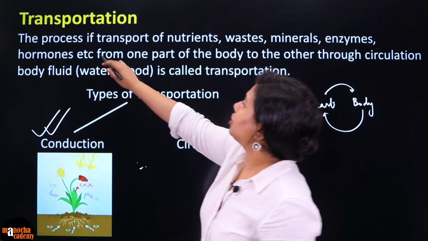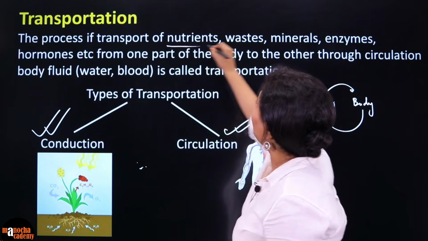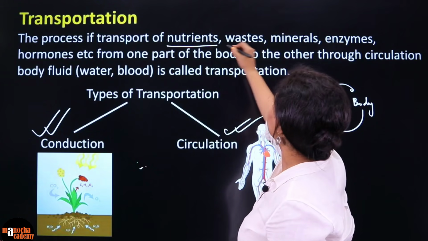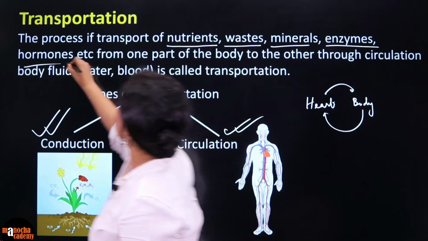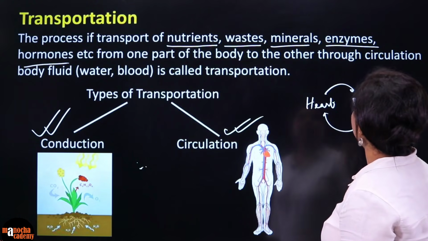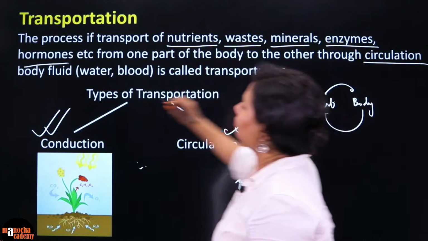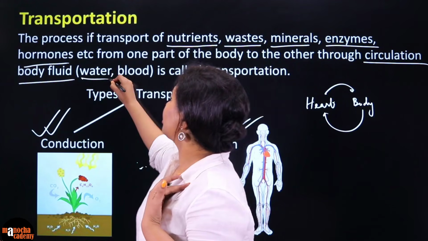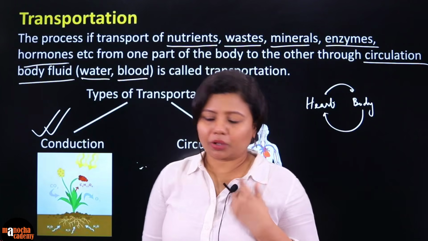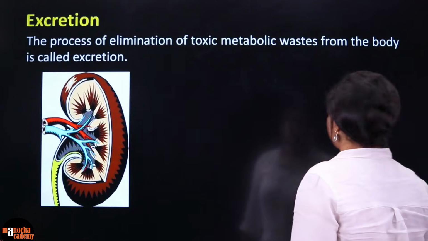So what is transportation? What are the substances that are transported? Nutrients, waste, minerals, enzymes, hormones, etc. are transported from one part of the body to the other through circulation of body fluid. Now what is circulating? In our case it is blood. In case of plants it can be water. Okay, that is circulation or transportation.